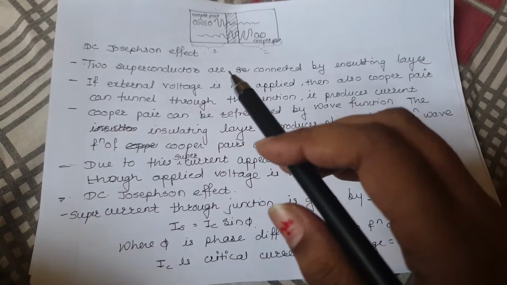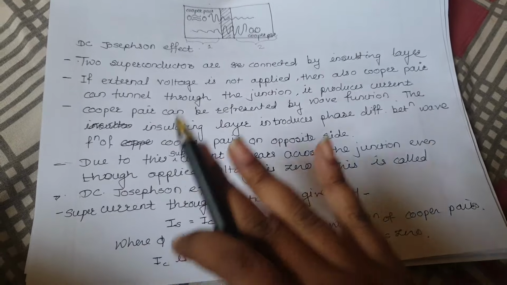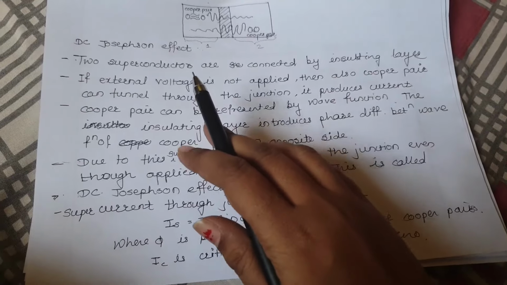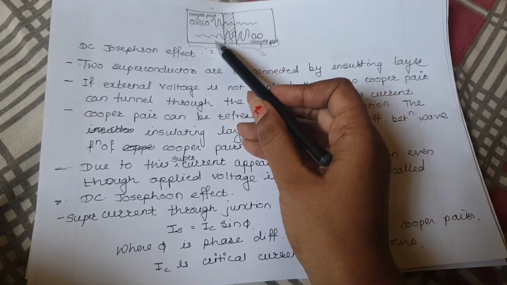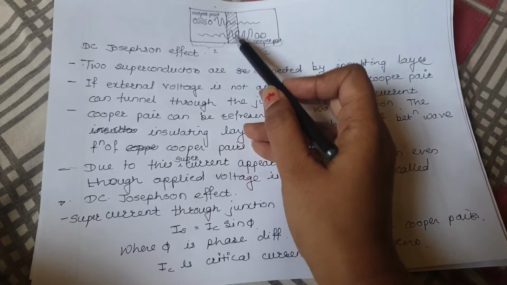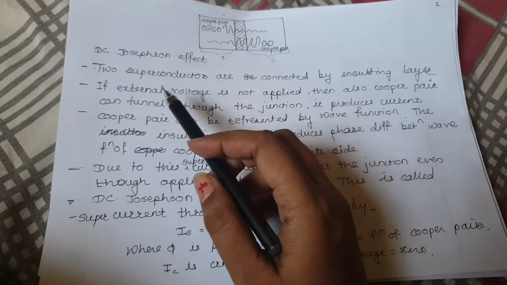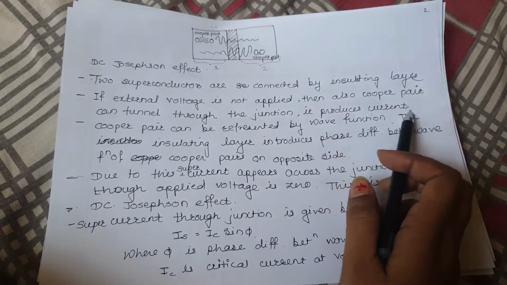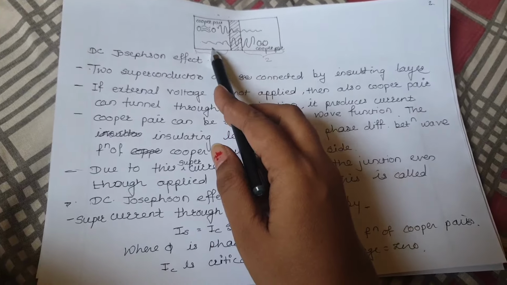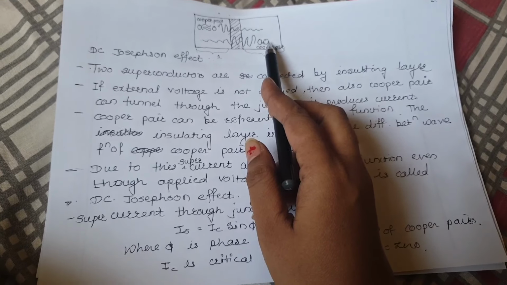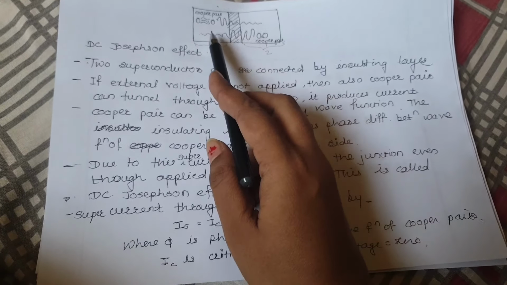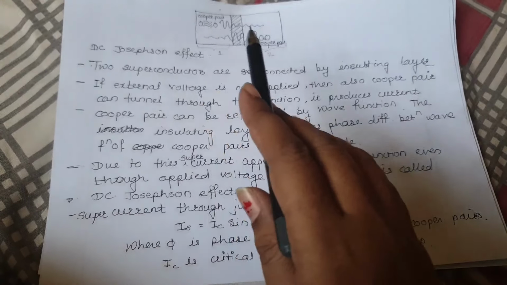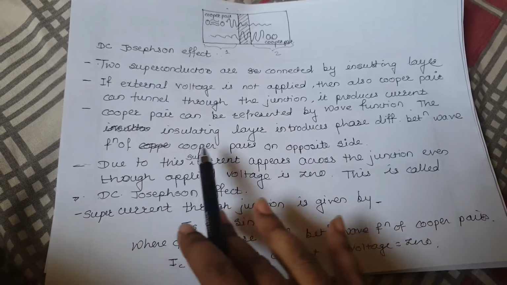In the DC Josephson effect, external voltage is not applied, and in the AC Josephson effect, external voltage is applied. So the DC Josephson effect is when the two superconductors are connected with the insulating layer and no external voltage is applied. Still, Cooper pairs can tunnel from one superconductor to the second, and from the second to the first, and then it produces current. This is the DC Josephson effect.